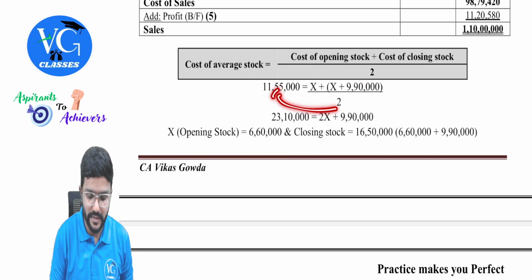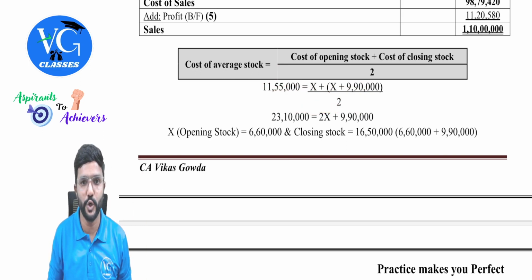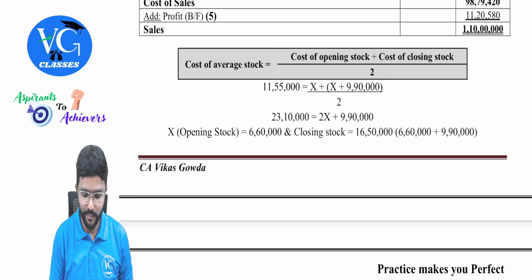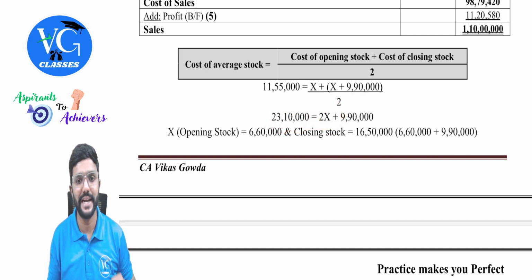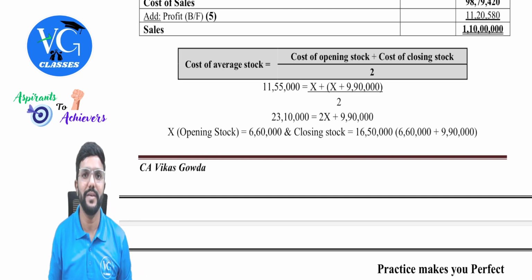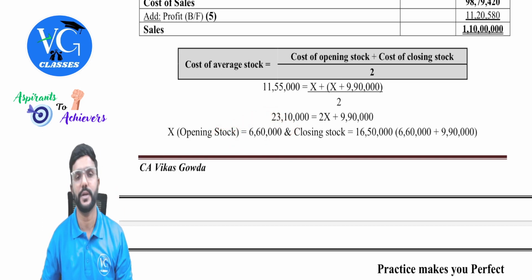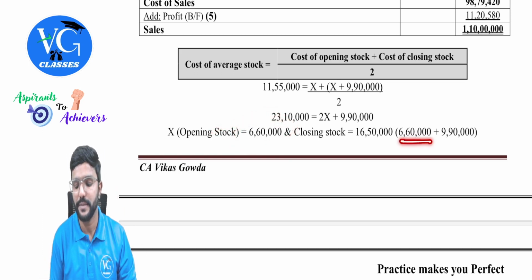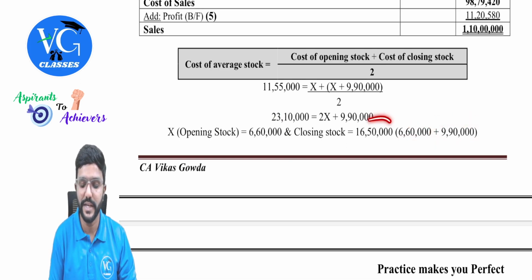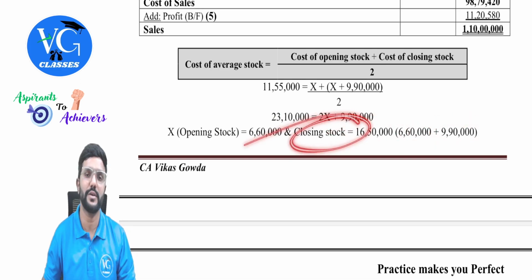Yes. So multiply this, take it to the other side. 11,55,000 into 2 will give us 23,10,000, which is equal to X plus X, 2X plus 9,90,000. So bring 9,90,000 to the other side and divide by 2, because that is 2X on the other side, right? So it will be 23,10,000 minus 9,90,000, whole divided by 2. That will give us the X value. So how much is X, guys? 6,60,000, which is nothing but the opening stock. Then closing stock would be 6,60,000 plus 9,90,000, which gives us 16,50,000, the closing stock.